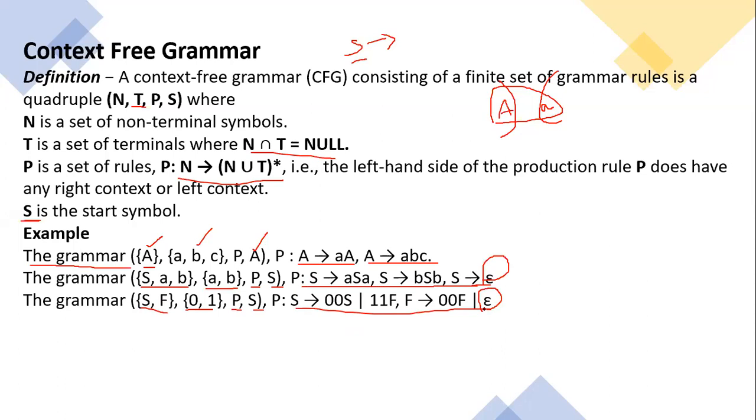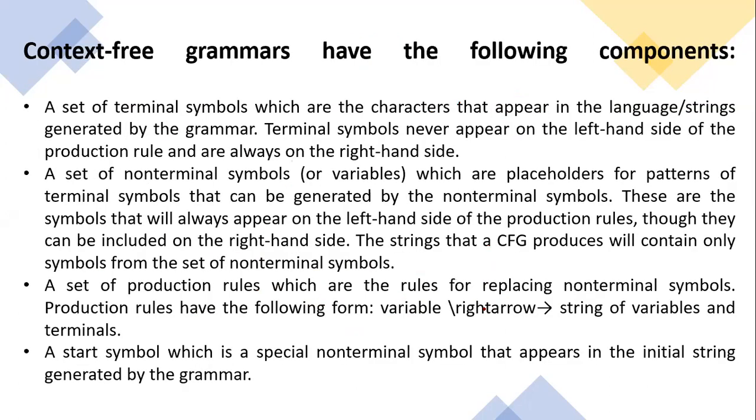CFG. The CFG has the following components: the terminals, non-terminals, production, and start symbol. A set of terminal symbols are characters that appear in the language or string generated by the grammar. The terminal symbols never appear on the left-hand side of the production rule and are always on the right-hand side. Terminals are nothing but lowercase letters. We can have these terminals on the right side only, not on the left side.